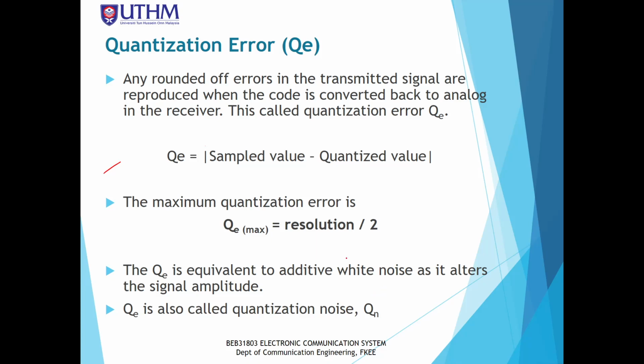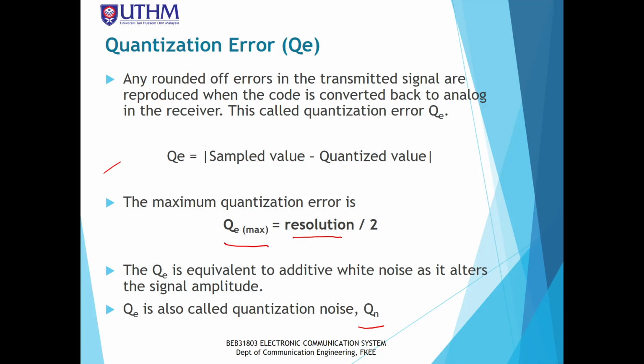Okay, so the maximum quantization error would be step size divided by 2. So this is the maximum: resolution divided by 2, or step size divided by 2. So QE, also known as the additive white noise, happens in all frequencies. It is also known as QN, quantization noise. So error is also the noise. In digital, the error is considered as the noise.